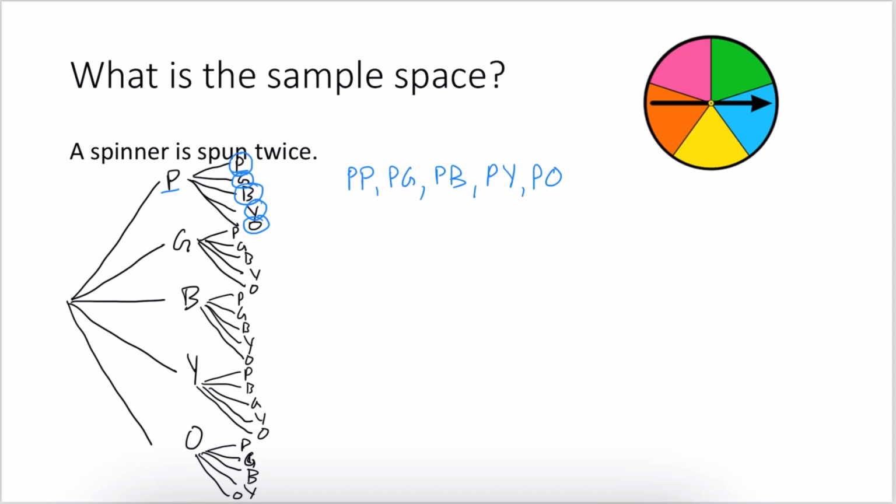Then I could go through and do the same thing for my next set of branches, because this branch represents spinning green and then pink. This one is representing green, and so on. And so I could list those in my list. And so I'll go ahead and fill out the rest of this list, and I'll kind of speed it up so you guys don't have to watch the whole thing.